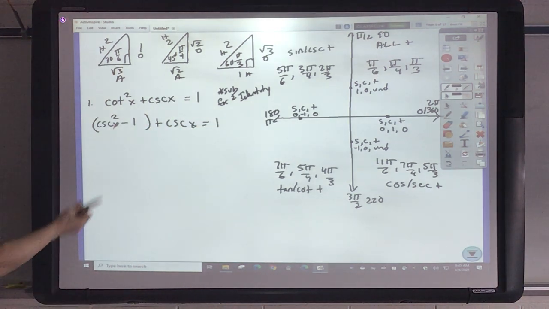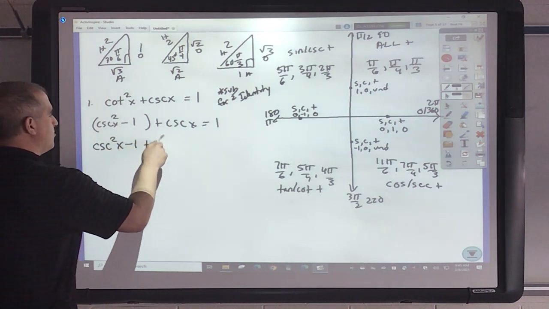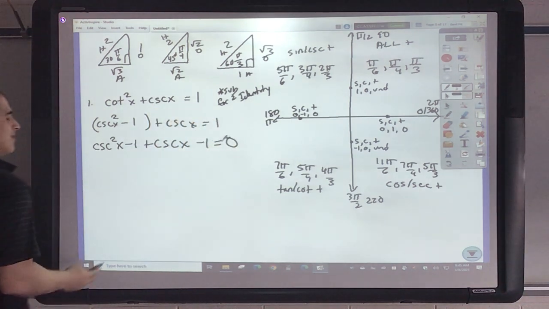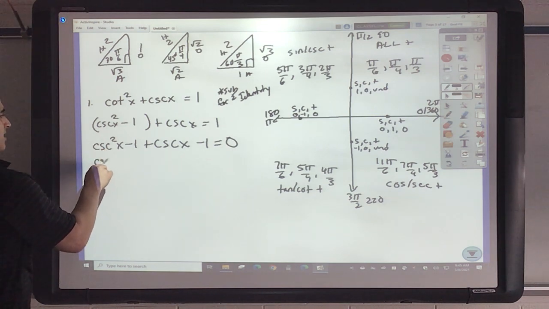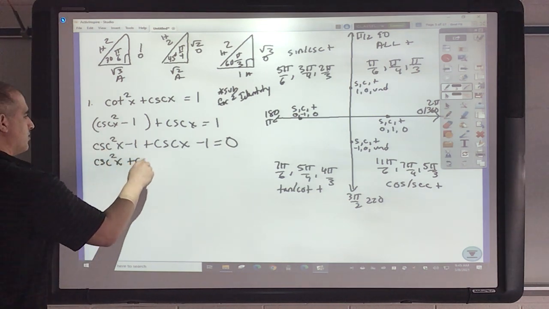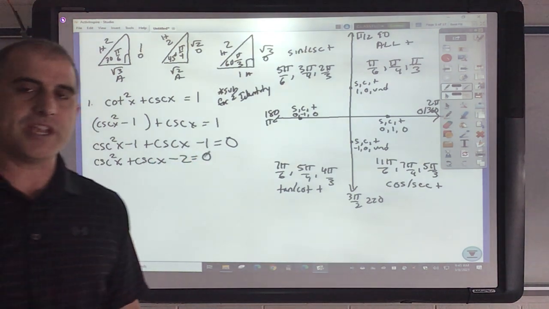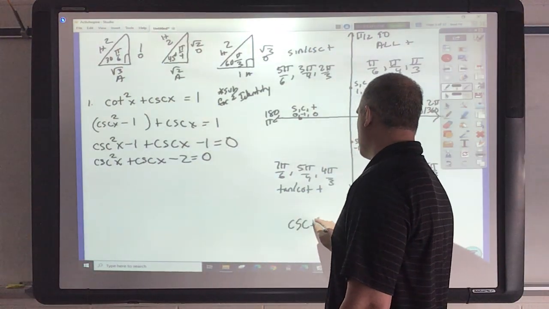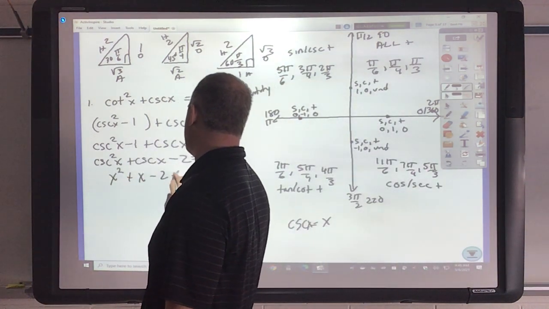There's nothing to multiply here, so I have cosecant squared minus 1 plus cosecant x. I'm going to bring that 1 back over, so that would be minus 1 equals 0. Let's organize this a little better. So I have cosecant squared x plus cosecant of x minus 2 equals 0. Now that I've got everything in one trig function, I can substitute cosecant of x for x. So this is x squared plus x minus 2 equaling 0.